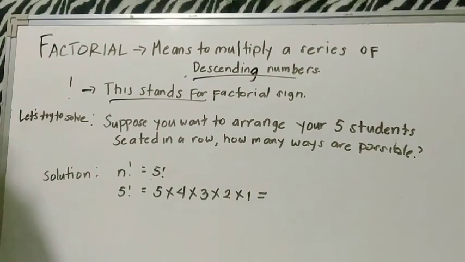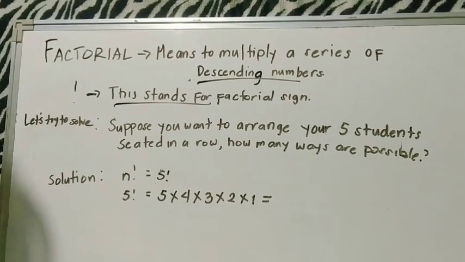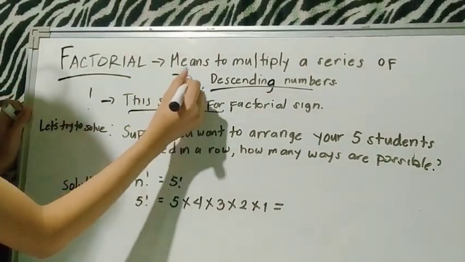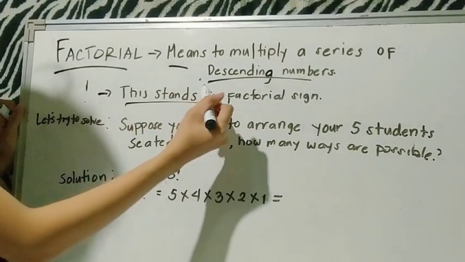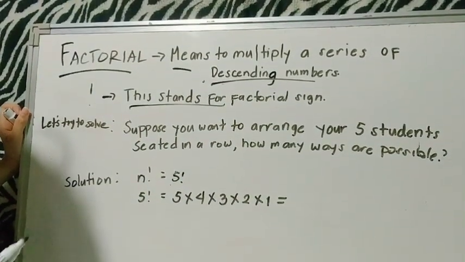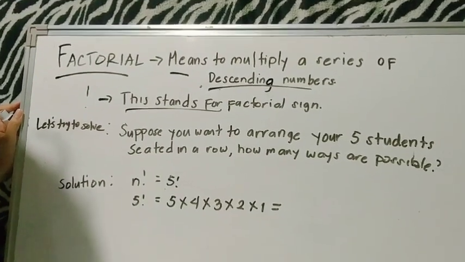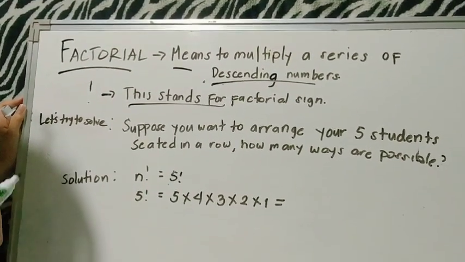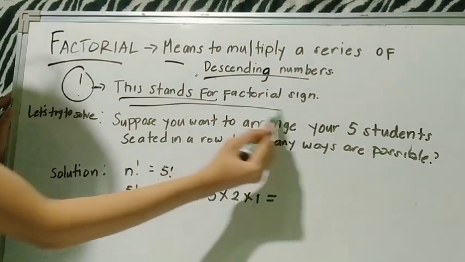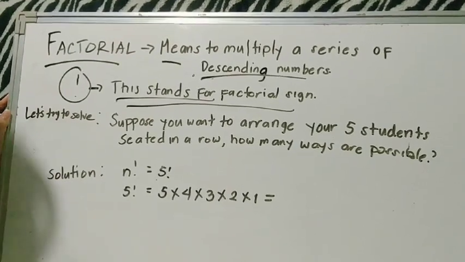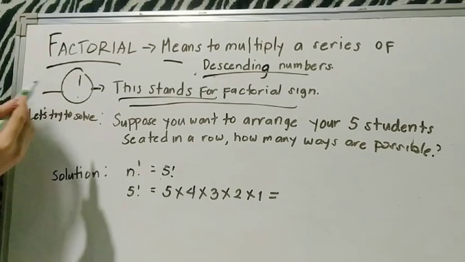Before we proceed to the two types of permutation, we need to know what factorial means. Factorial means to multiply a series of descending numbers. Note that it is descending numbers. The difference between ascending and descending numbers is that ascending is increasing while descending is decreasing. This stands for the factorial sign. It looks like an exclamation point, but in mathematics, it's a factorial sign.